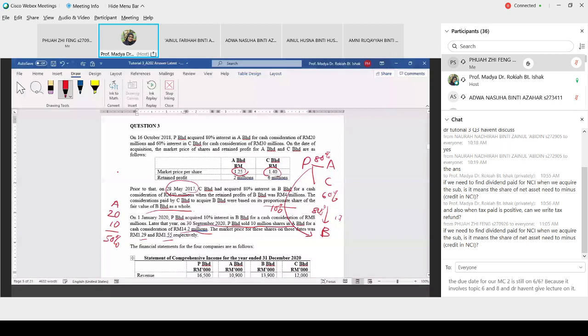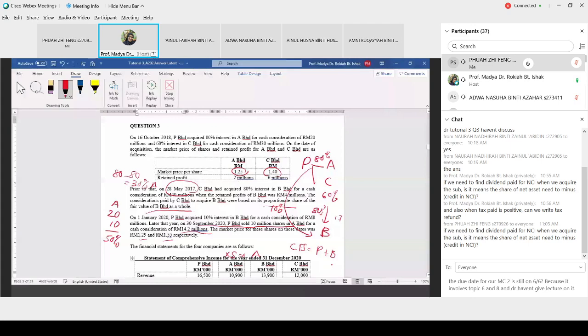So when you need to prepare the consolidated financial statement, it is a combination between P, B, and C. In C you have indirect interest. In B you have a direct interest. In C you have indirect interest. So that is the information that we have.